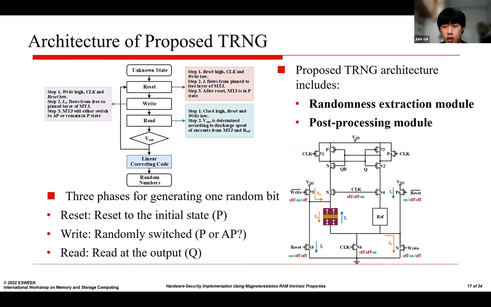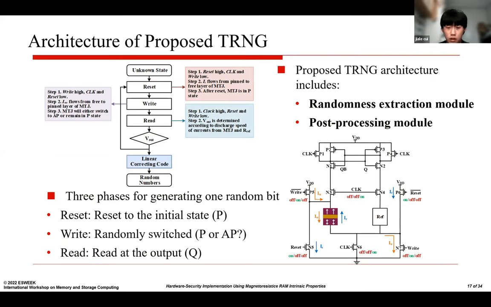And our proposed TRNG has two modules, including a randomness extraction module and the post-processing module. The raw data is read out by extraction module and fed into post-processing module to improve the quality of randomness. From the right figure, we can see there are three phases for generating one random bit. The first is a reset phase. A sufficient reset current is applied to MTJ with direction from the free layer to pin layer. During read phase, a read current is applied to MTJ with a direction from pin layer to free layer.